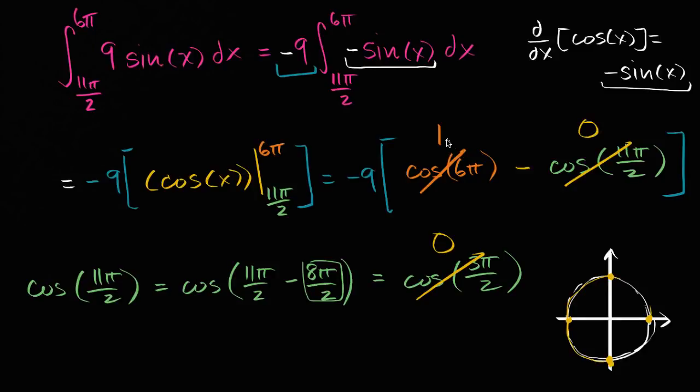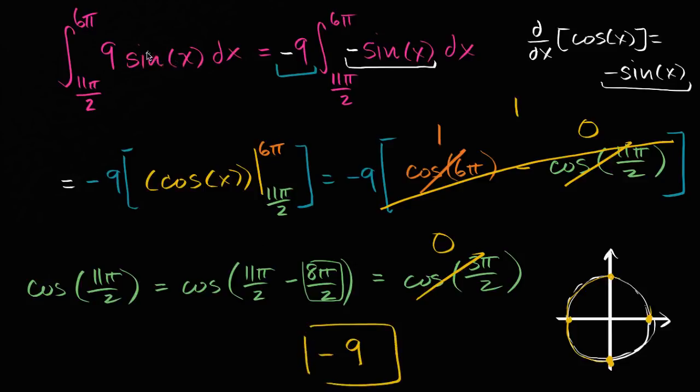And so we get 1 minus 0, so everything in the brackets evaluates out to 1. And so you have negative 9 times 1, which of course is just negative 9, is what this definite integral evaluates to.